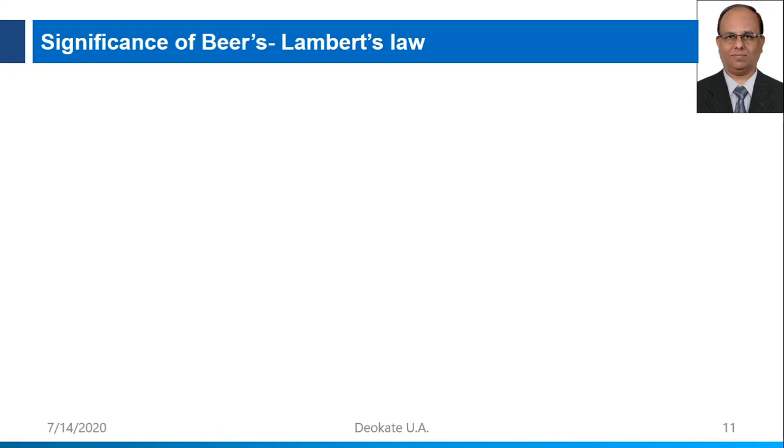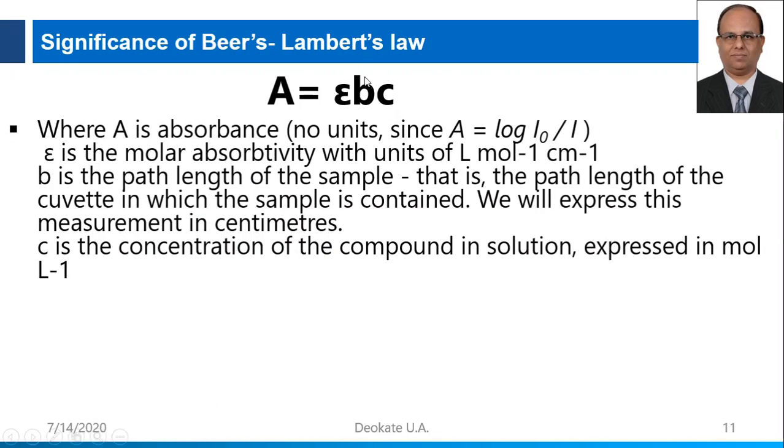Now, what is the significance of Beer's law? So we have this equation A equals epsilon BC. As we are discussing, we can calculate the concentration: A upon epsilon B will be equal to the concentration. So to know the concentration of an unknown species, we can use this equation, where A is absorbance.